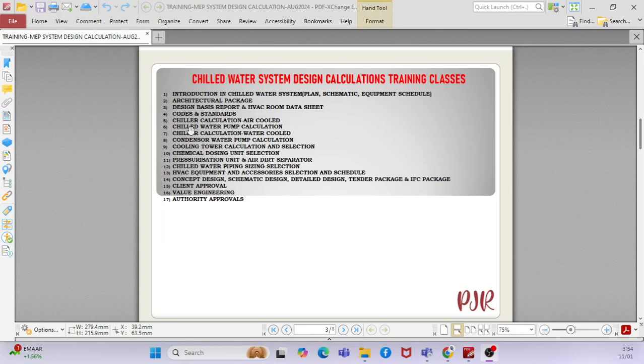Today we will start with the chiller calculation. Okay, there are two types of chiller. One is air cooled chiller, another one is water cooled chiller.